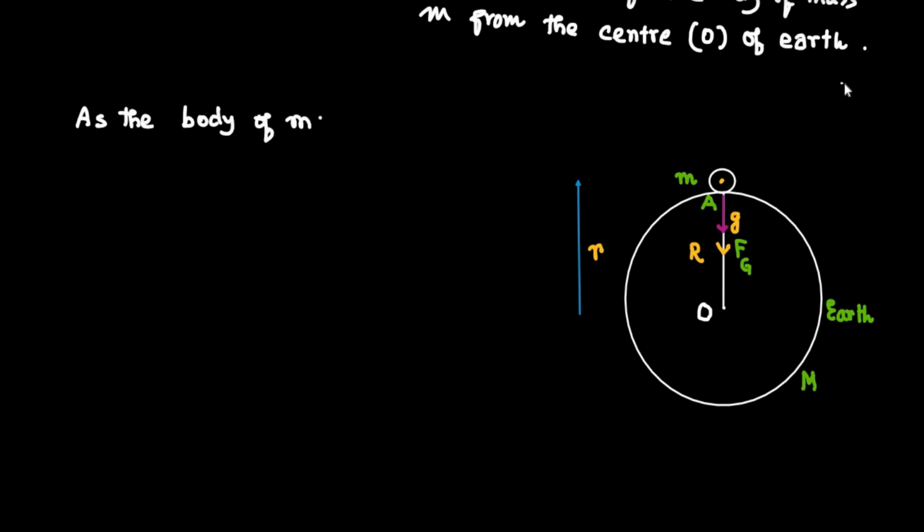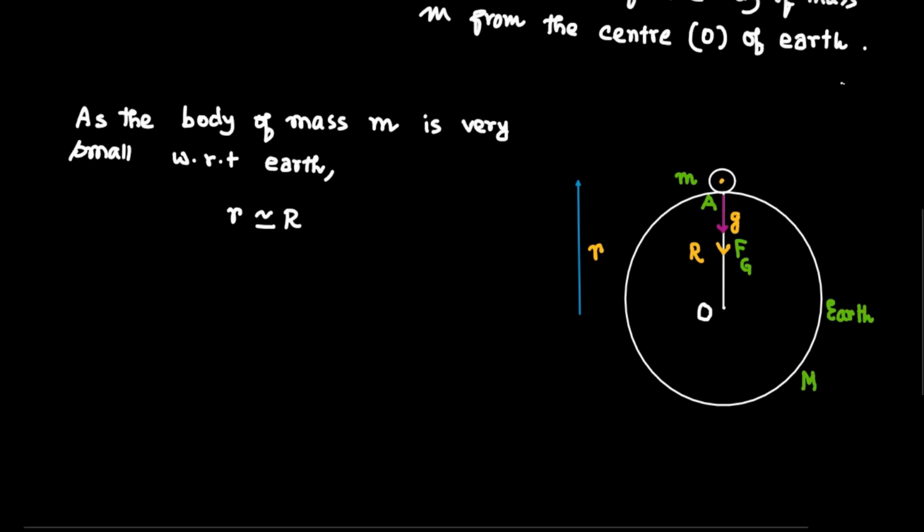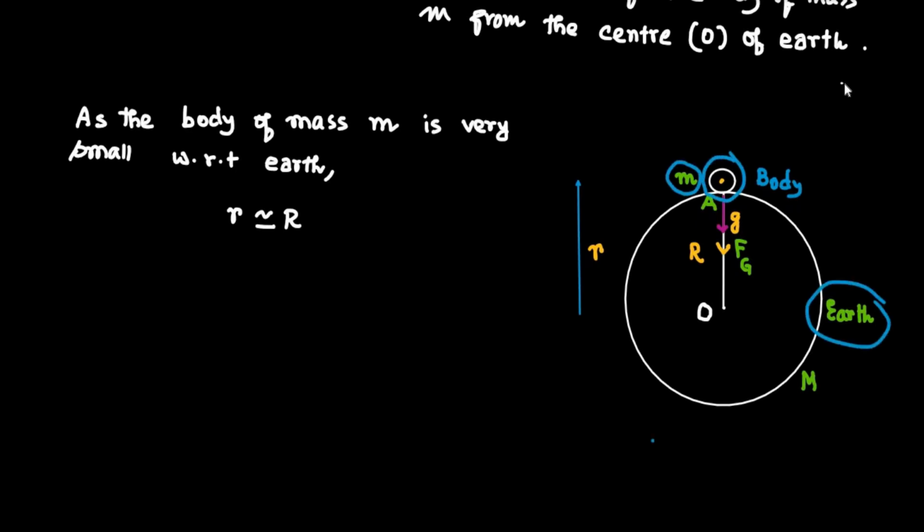As the body of mass small m is very small with respect to Earth, you can assume that small r is approximately equal to capital R. Small r is the distance of the center of the body from the center of Earth, and capital R is the radius of Earth.